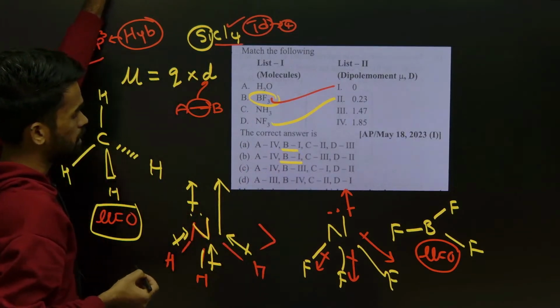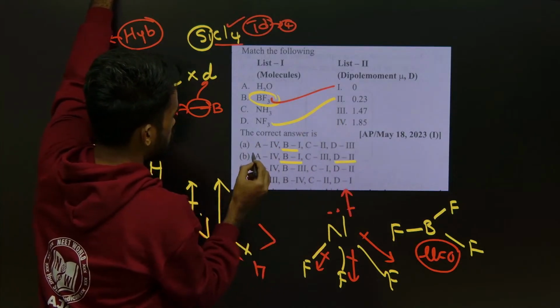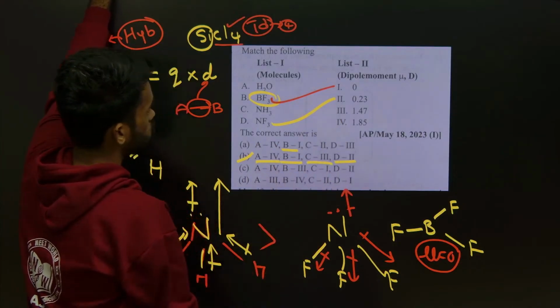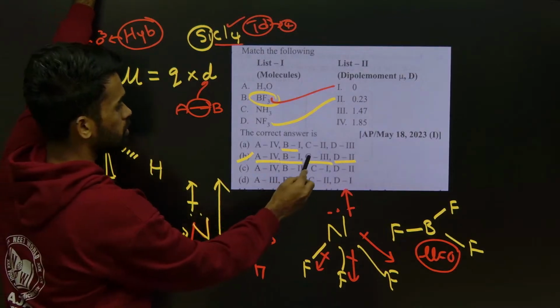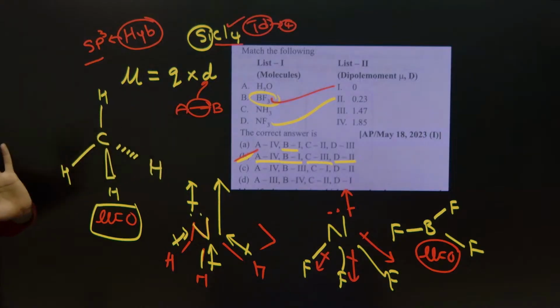So where do we have B1, B1? Next, what I told you, D2, D2 here, so option 2 will be our answer. Okay, so A4, D, B1, C3, like that you can answer this. Hope you got what I am saying here.